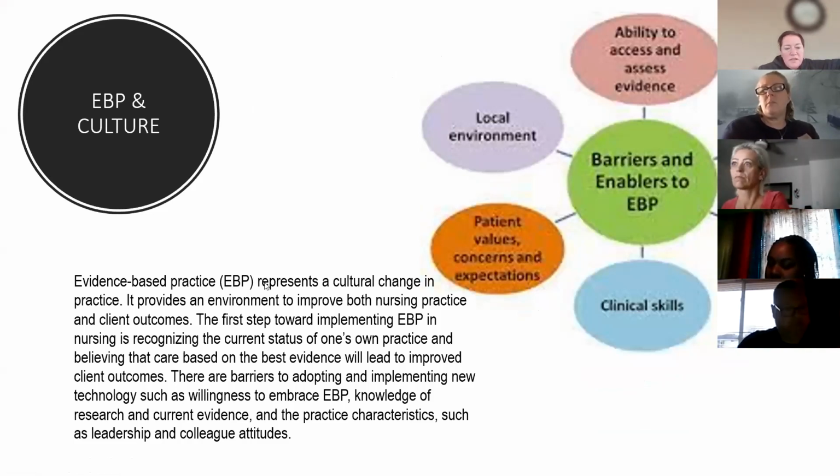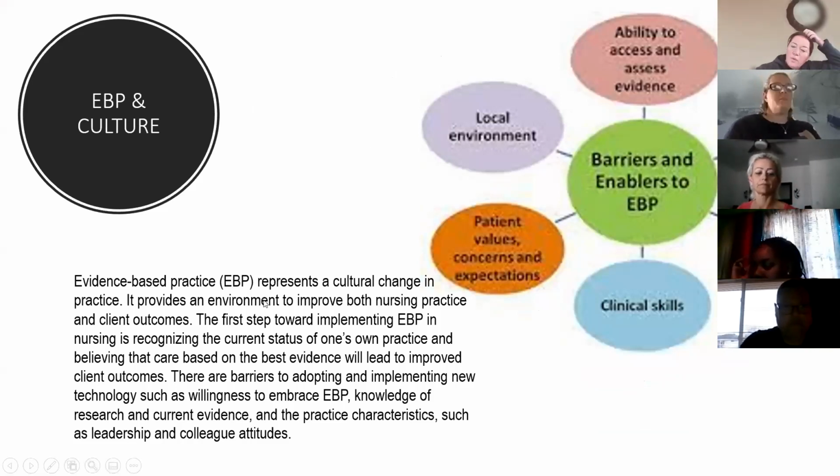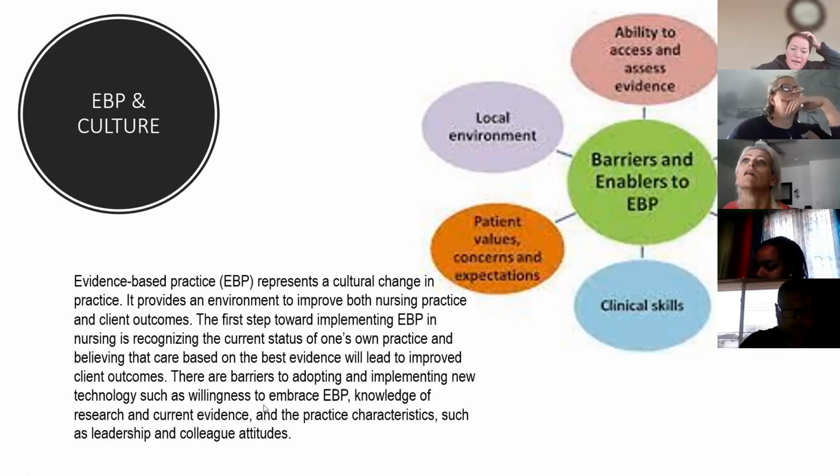All right, evidence-based practice, huge, huge, huge. This is what we're doing now. It's going to help us to improve nursing practice, right? And what we have to know is when we're putting evidence-based practice into effect, we need to recognize our own practice and know that best evidence will lead to improved outcomes. Some barriers that we tend to see are going to be implementing new technology, knowledge of research and current evidence, and practice characteristics such as leadership and colleague attitudes.